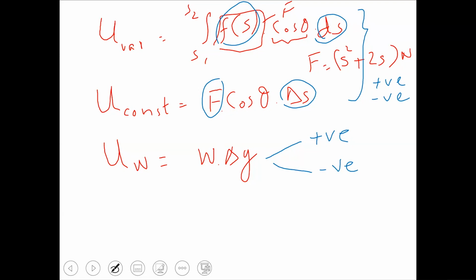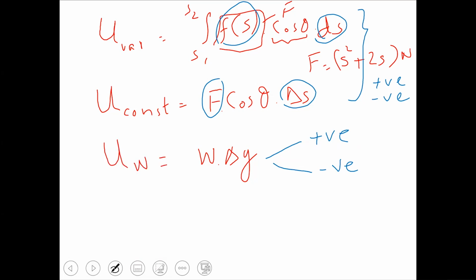So work done due to weight would have a magnitude of W times delta y, and it can be either positive or negative depending upon the direction of delta y. If delta y is acting along the same axis as W, then it is positive. Otherwise, it is going to be a negative quantity.